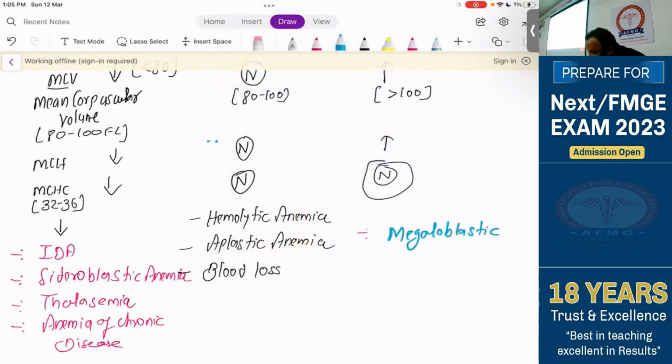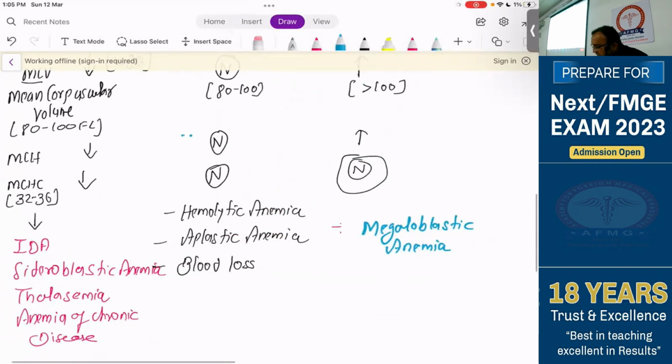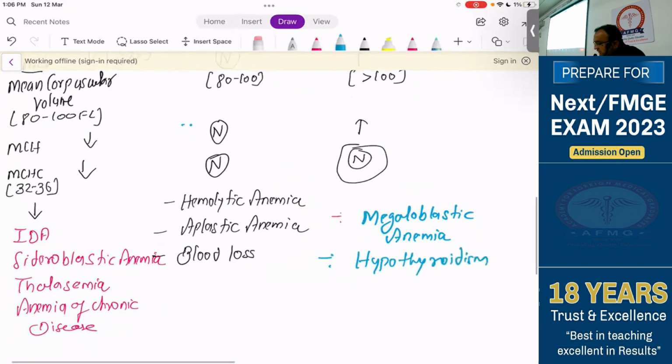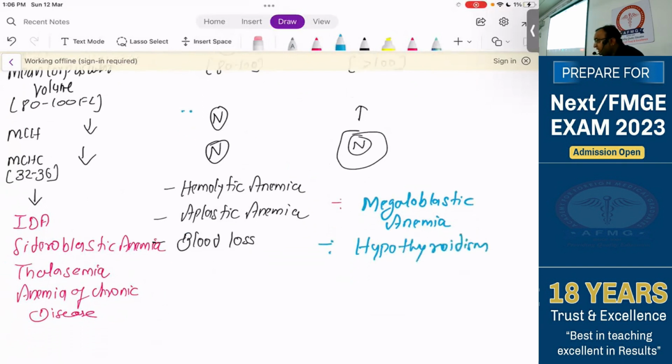Megaloblastic anemia. Is there any non-megaloblastic cause of macrocytes? What are the non-megaloblastic causes of macrocytes? One is hypothyroidism. A hypothyroidism patient will also have macrocytes, but that is not a megaloblastic anemia. Okay, so that is again an important question.